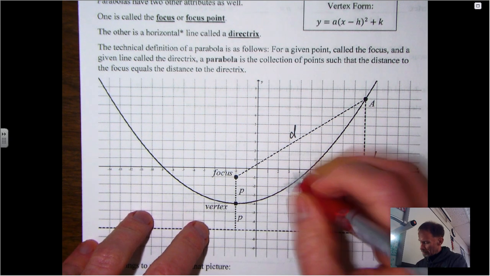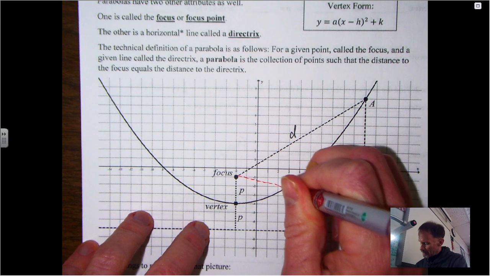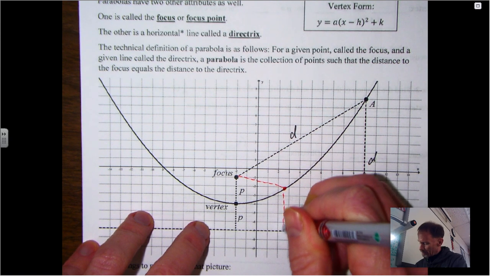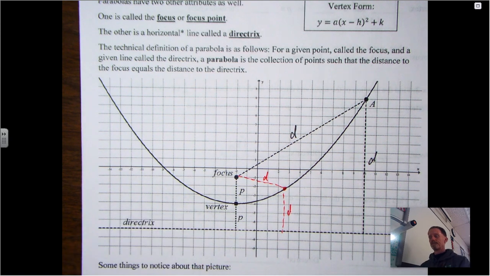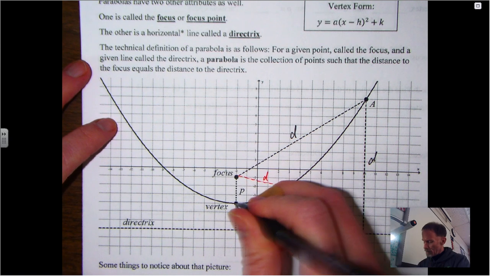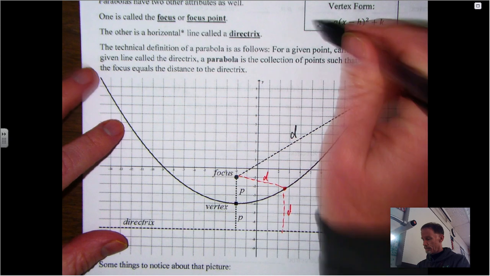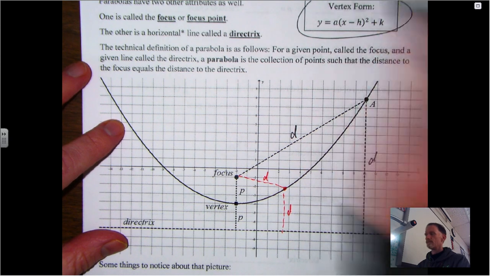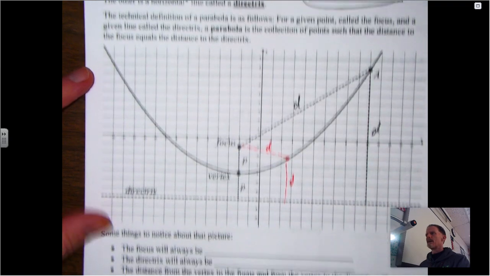I could pick just some kind of random point right here. If I measured that distance and then that distance, it is always going to be the same. Okay? So what are a couple things we can notice here? Notice, my vertex is still what we call (h, k) because we're still using vertex form in all of these. Okay, but a couple things to notice about this picture.